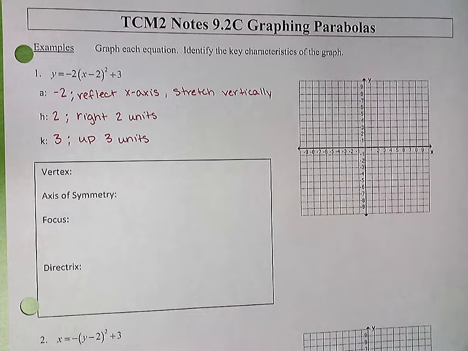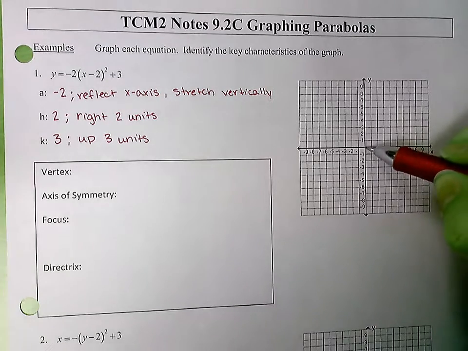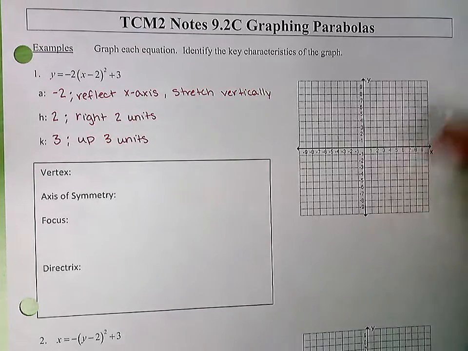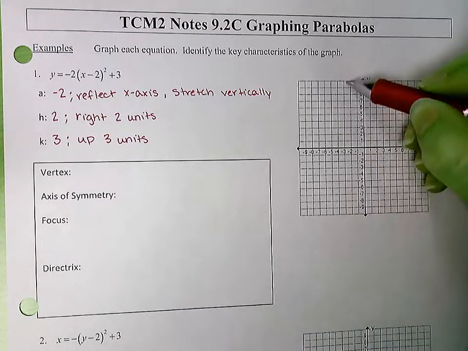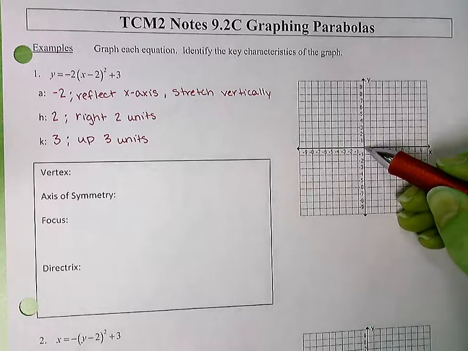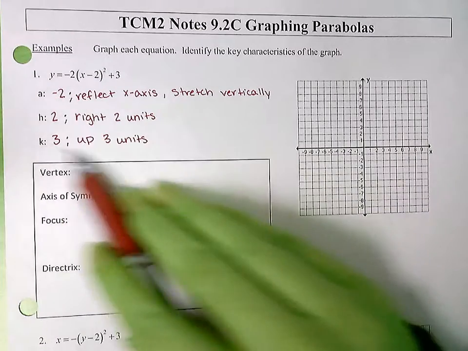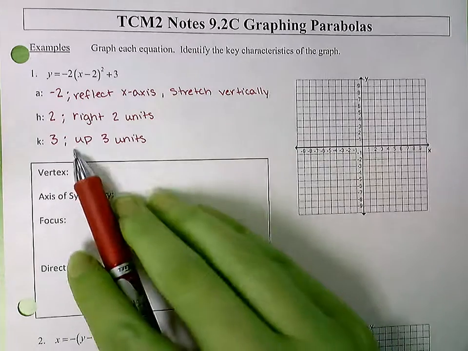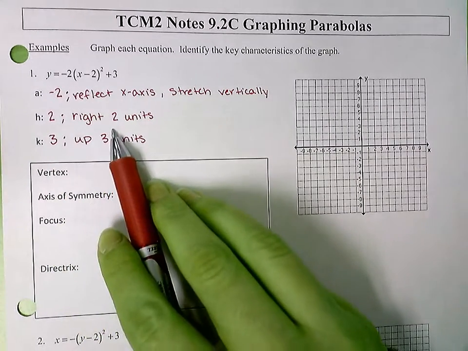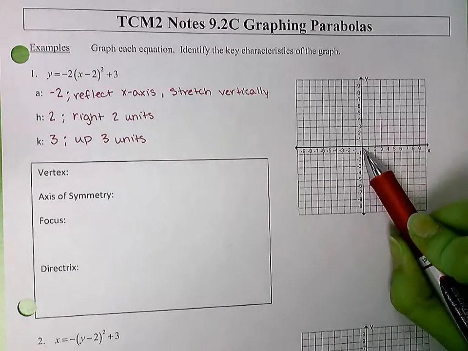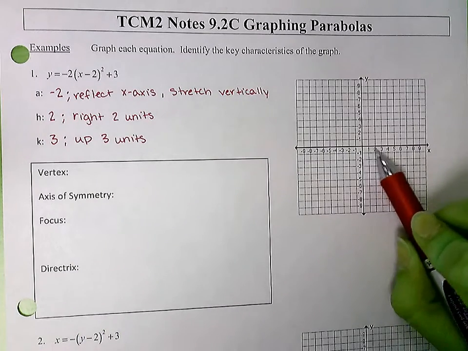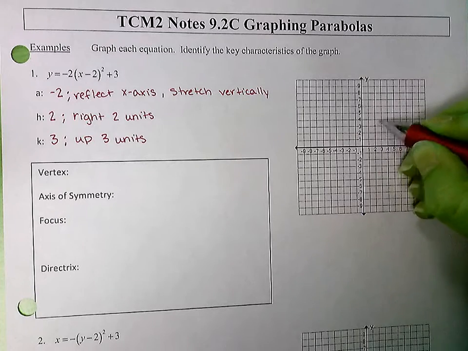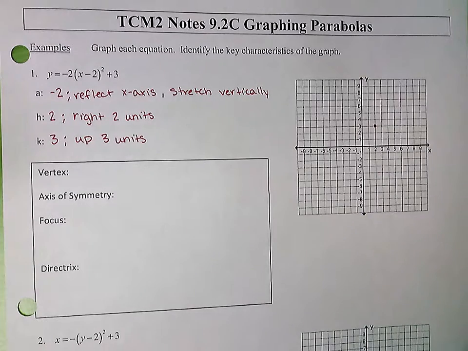Now, if you remember what the parent function is of a parabola, it's at the origin. Okay, so your vertex is normally at the origin for that parent graph, and it goes up like this. Okay, we want to move that vertex according to this. So we want to move right 2 units and up 3. So instead of at the origin, we're going right 2, up 3. Okay, so that's my vertex point.